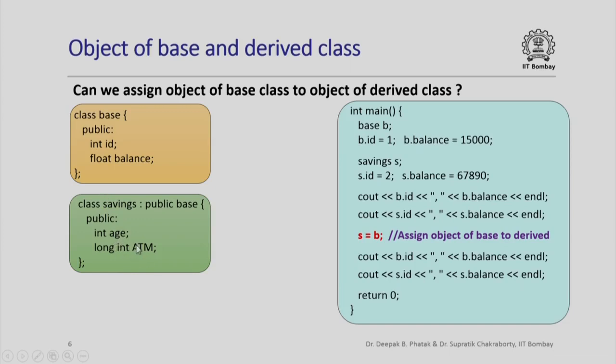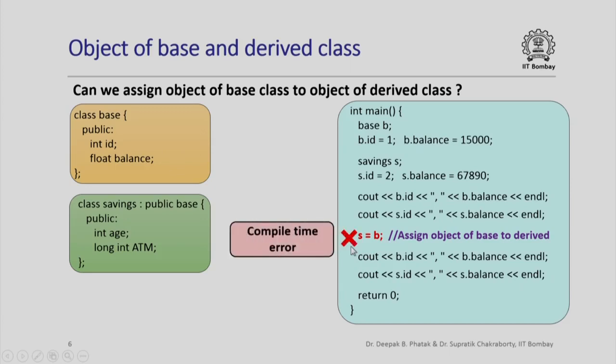It will try to copy the values of ID, balance, age and ATM from the object on the right side of the assignment operator to the corresponding data members of the object S on the left side of the assignment operator. But the object on the right side here is B, and B does not have data members age and ATM. So the default assignment operator for the class savings expects to copy the data members ID, balance, age and ATM of B into the corresponding data members of S, but B being an object of the class base does not have those data members. So once again this is a problem.